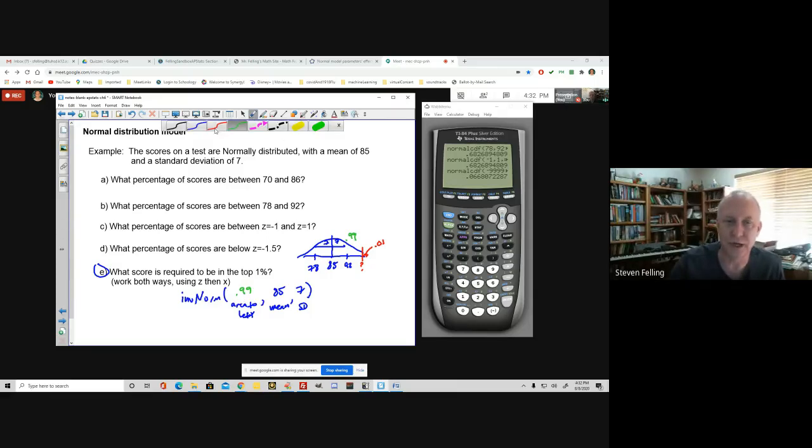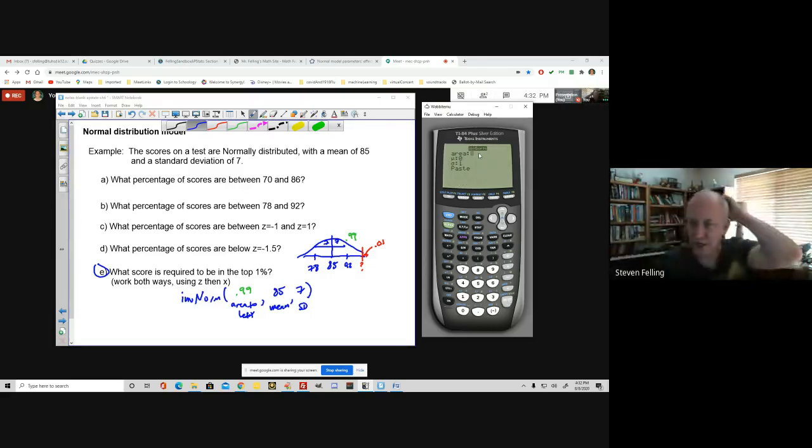Okay, and when I do that, this is found in the same location, but it's the third option down, inverse norm. It's going to prompt you for area. If you have an older TI-84 like I do, you have to enter left area. Some of the newer versions, they allow you to enter an area, but then specify if it's area to the left or the center or the right. And so you could enter 1% and select right, but if you have this kind or a TI-83, you would enter the 0.99 area, and it has to be as a decimal, 0.99.